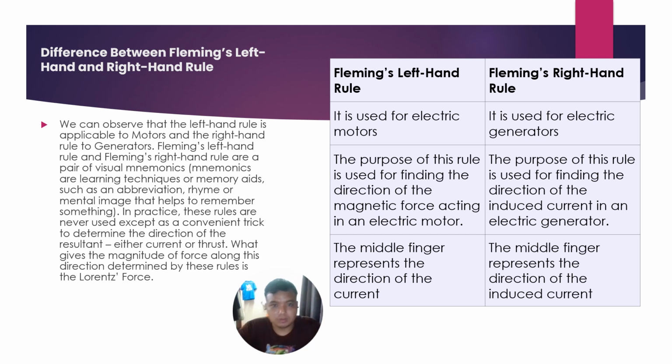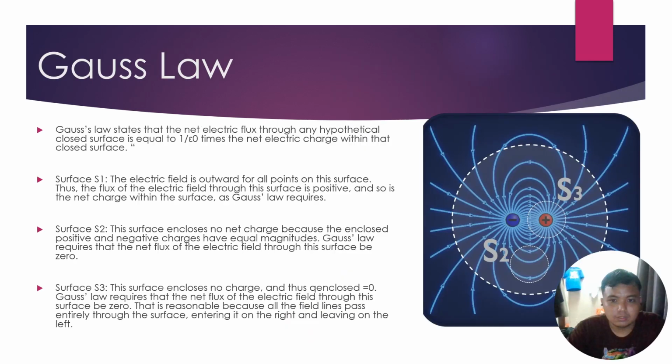So the difference is, first, the Fleming left-hand rule is used for the electric motor, while the Fleming right-hand rule is used for the electric generator. And second is the purpose: the left-hand rule is for finding the direction of the magnetic force acting in an electric motor. Meanwhile, the right-hand rule is used for finding the direction of the induced current in an electric generator. The middle finger represents the direction of current in the left-hand rule, while in the right-hand rule it represents the direction of the induced current.